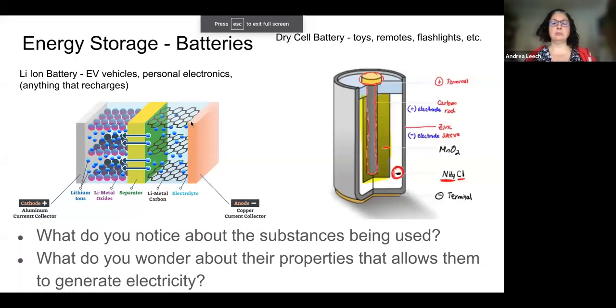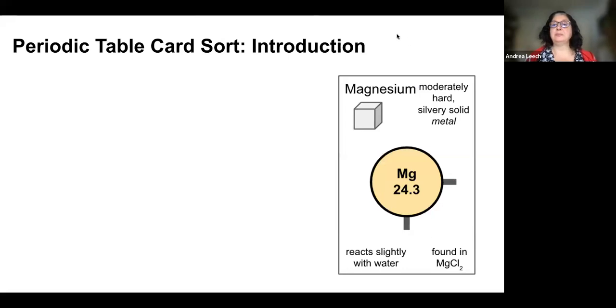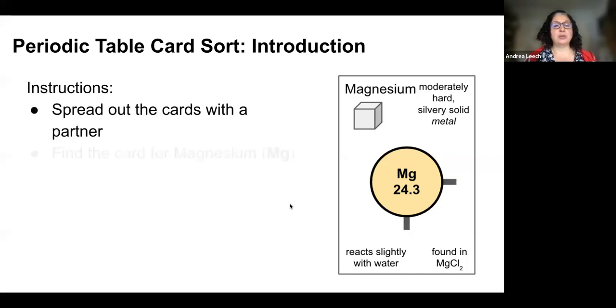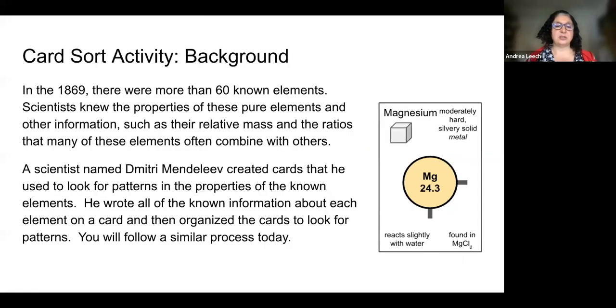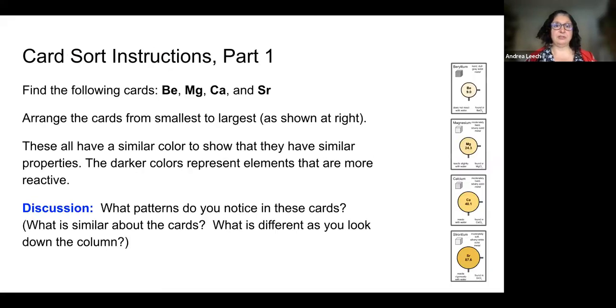When we do the unit opener, we're going to go ahead and once again go into that periodic table activity. We're going to have them spread the cards out, find magnesium, share what's listed on the card, and talk about the background of what happened with Mendeleev. Then they find those 4 cards of that sort that we did a minute ago, where we just go from smallest to biggest. That's what we have students do with the actual cards.